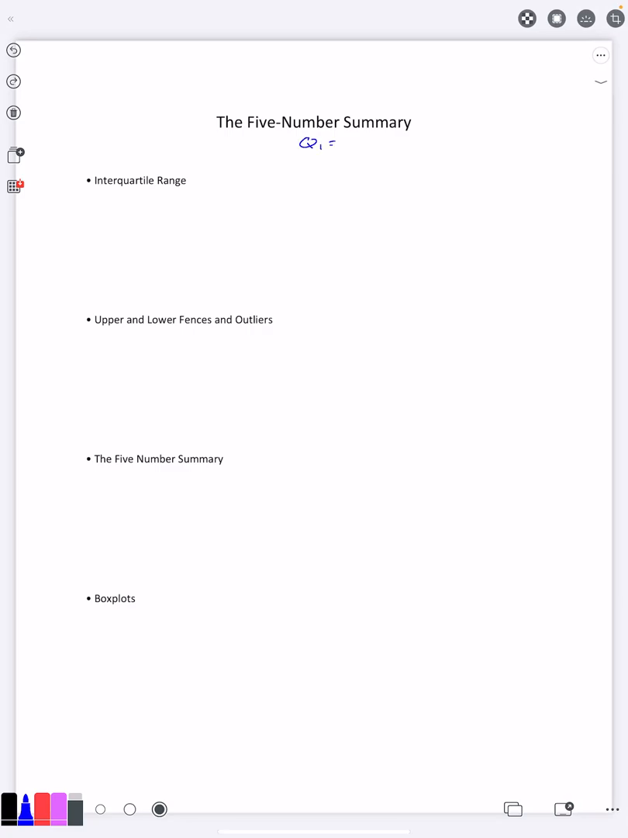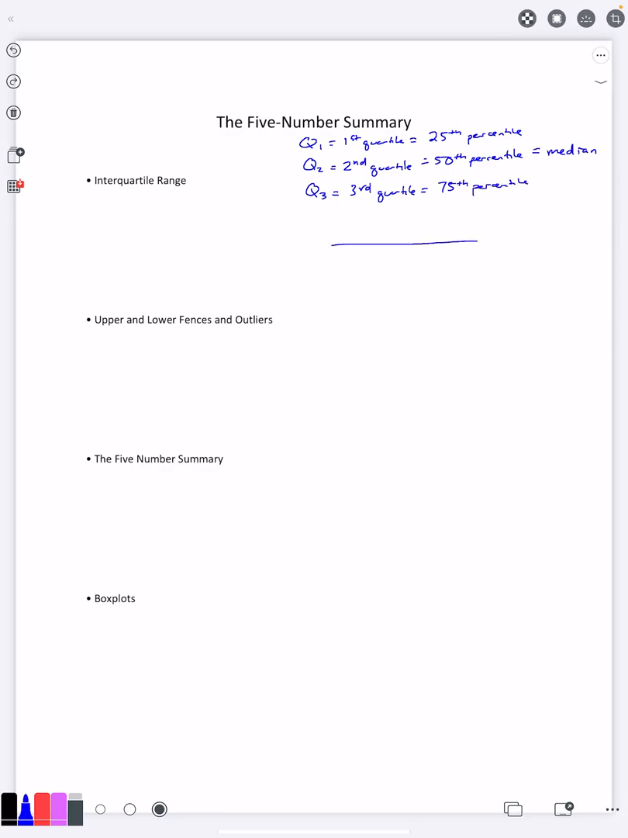So Q1 is the first quartile, and it is the 25th percentile. So that is, it's the data value where 1/4 of all the data is less than or equal to it. Q2, which is the second quartile, that is the 50th percentile. So it's the data value where half of everything is less than or equal to that data value. That's also the median. And the last one, Q3, is the third quartile, which is the 75th percentile.